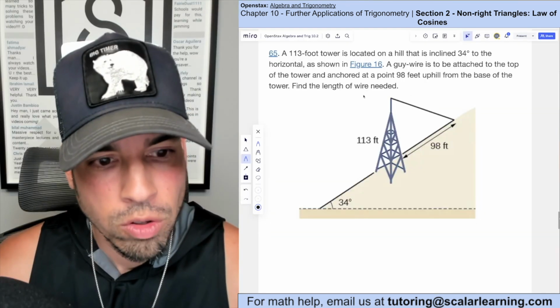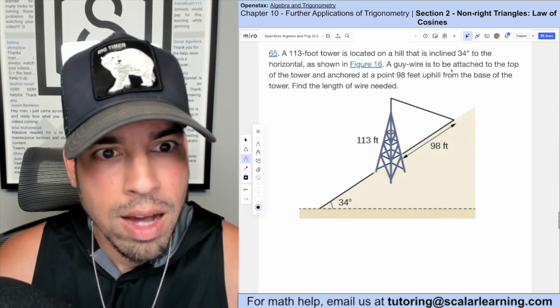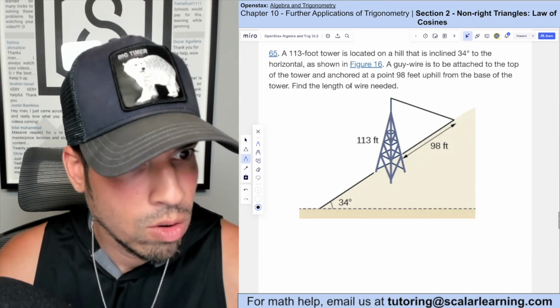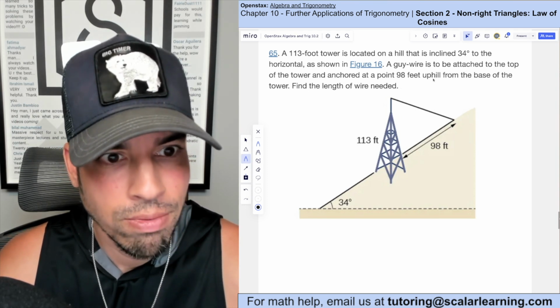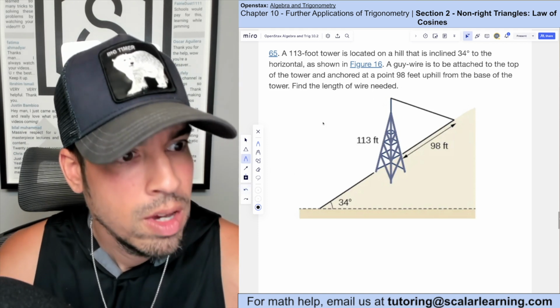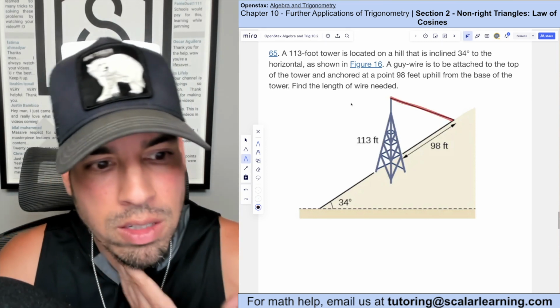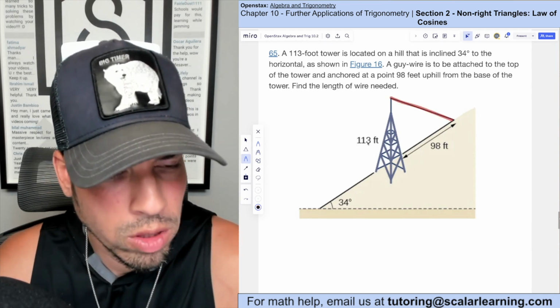Done. A 113-foot tower is located on a hill that is inclined at 34 degrees. A guy wire is to be attached to the top of the tower and anchored at a point 98 feet uphill from the base of the tower. So this is the guy wire right here. It says find the length of the wire needed. So we're just going to highlight that in red, and now let's take a look. So we know we got 98 here, we got 113 here.